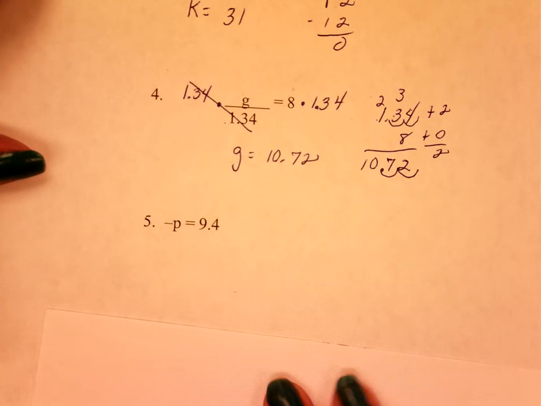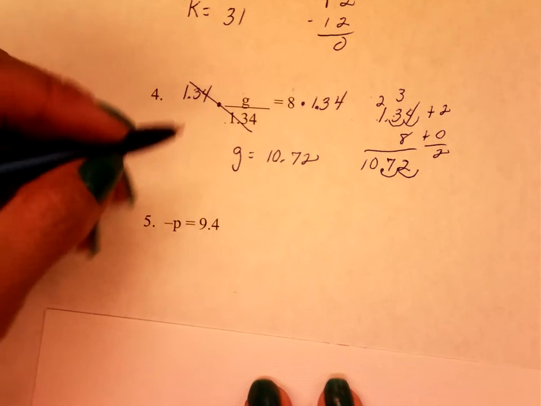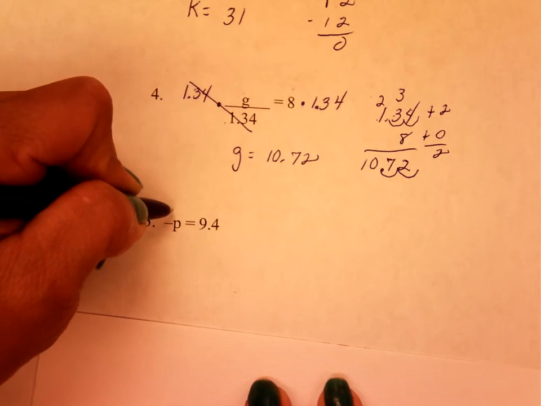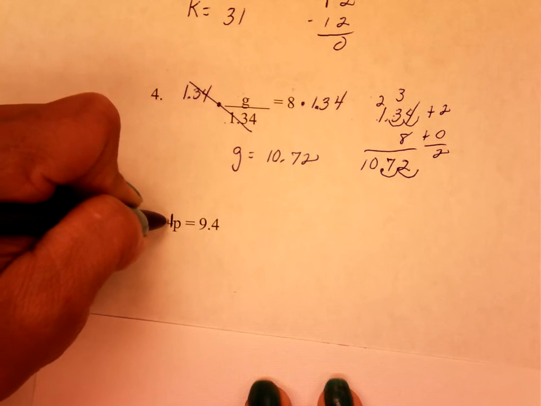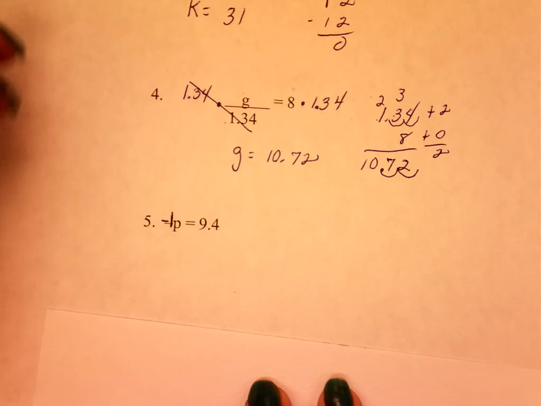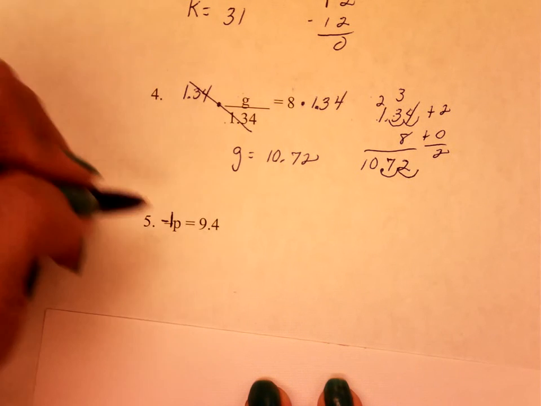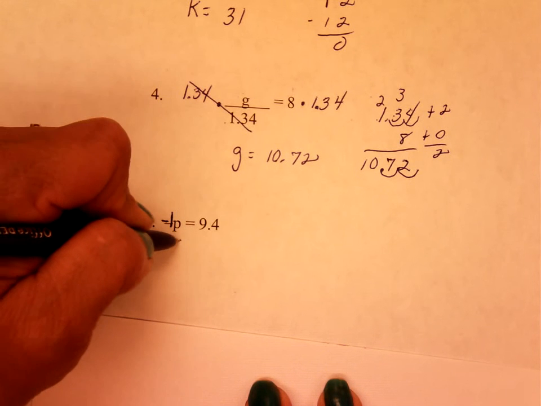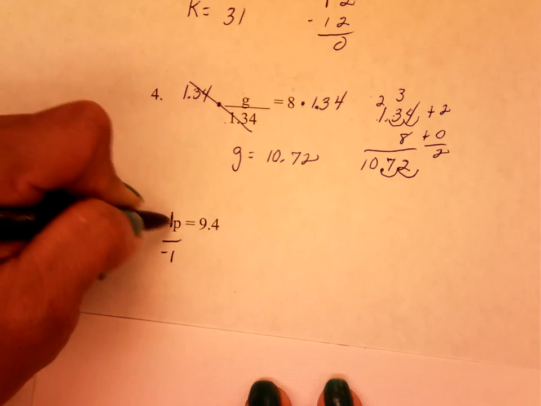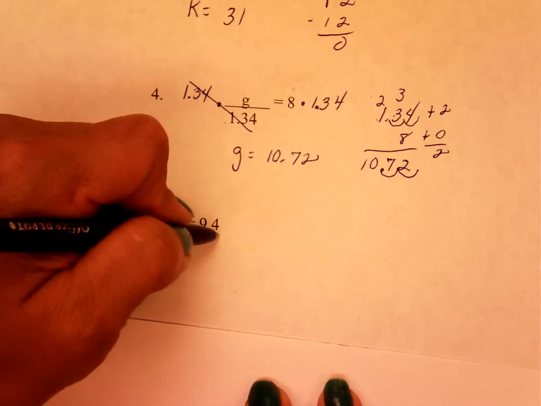Negative p is equal to 9.4. Remember, if there is no number here, there's an imaginary 1. So really saying negative 1p is equal to 9.4. To get rid of the negative 1, you're going to divide by negative 1, because the inverse of multiplication is division, so you can do it on both sides.